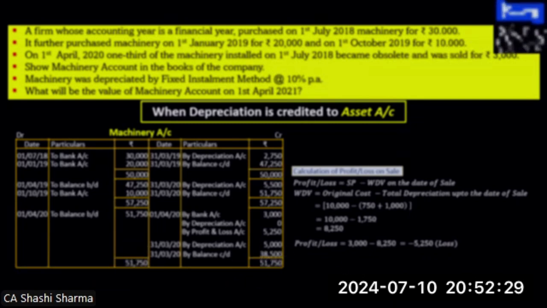So the question has been solved. The question asked us to calculate the value on 1st April 2021. So the value on this date is 38,500. So this was the first method of accounting. Let me repeat. This was the first method of accounting in which we were required to prepare a machinery account only.